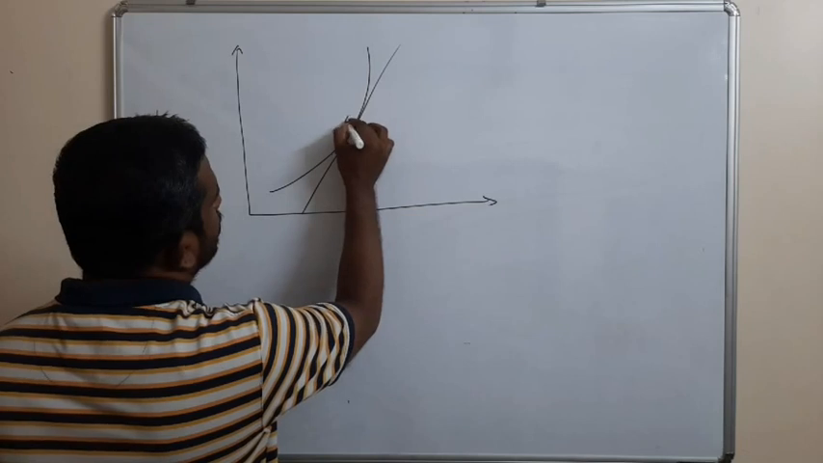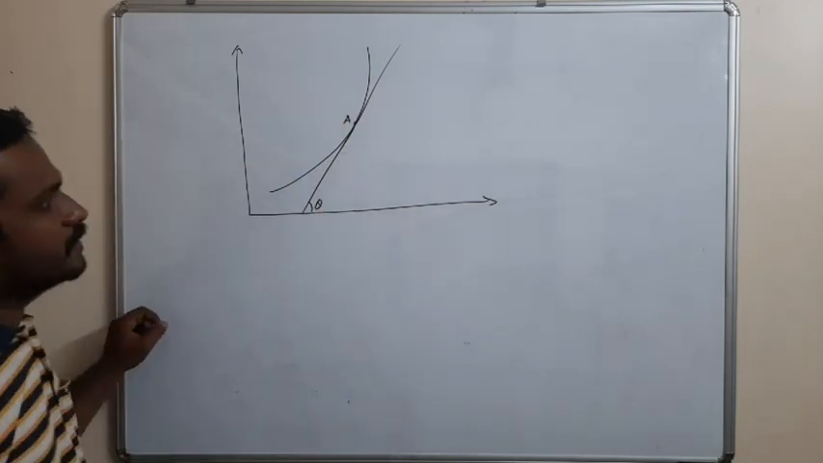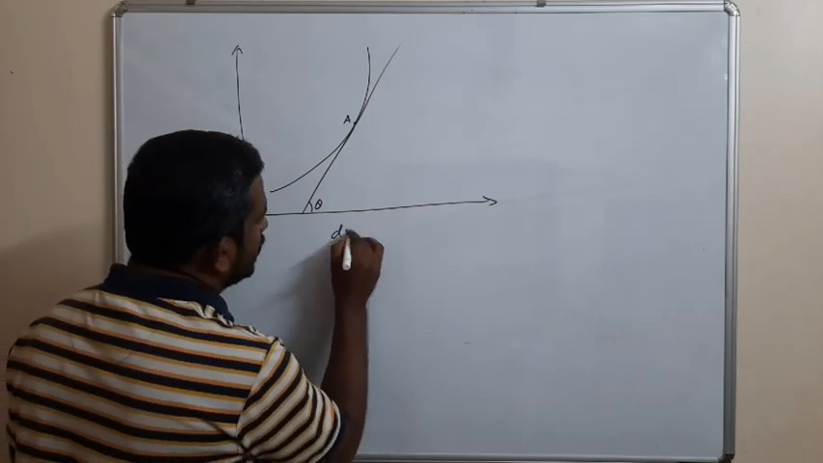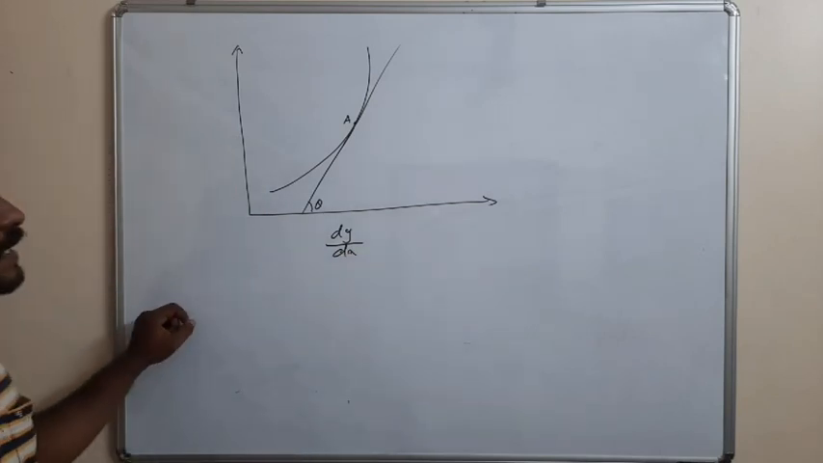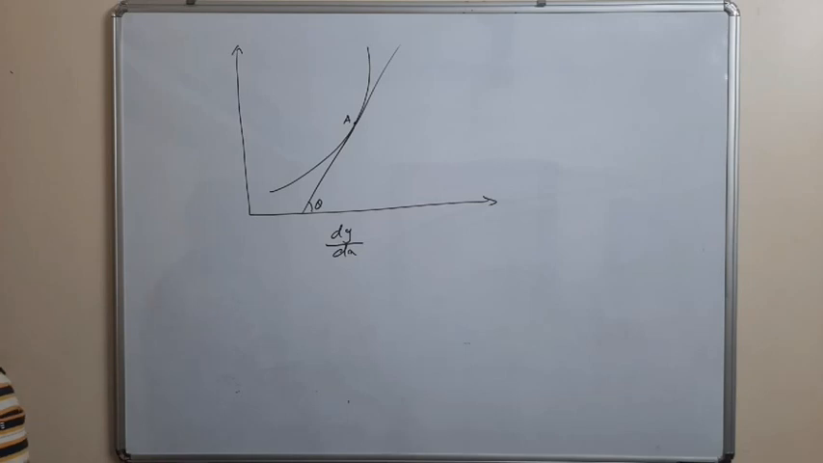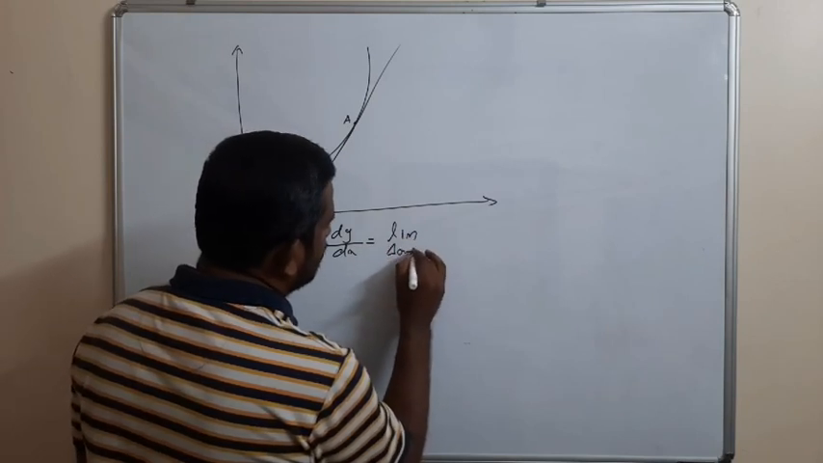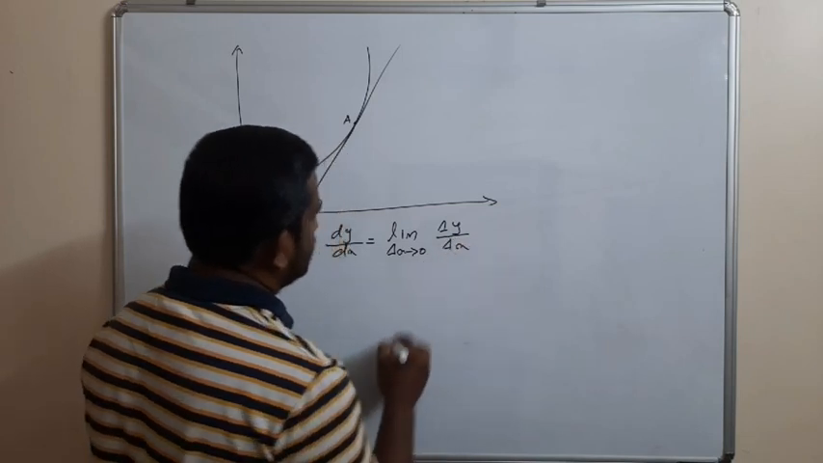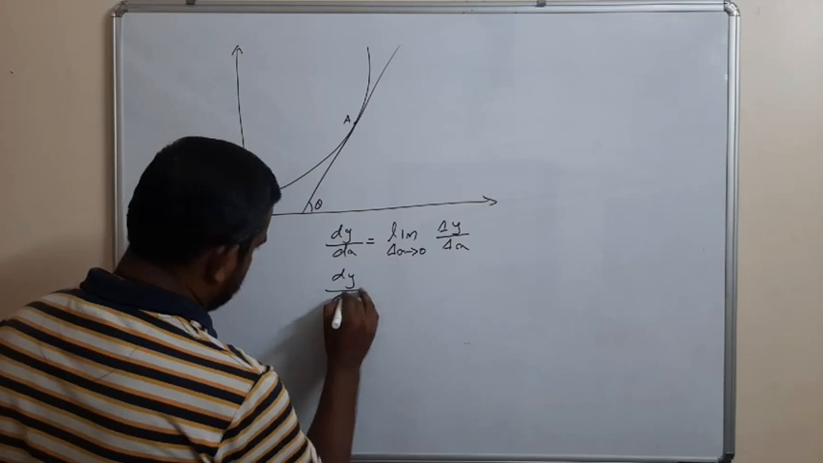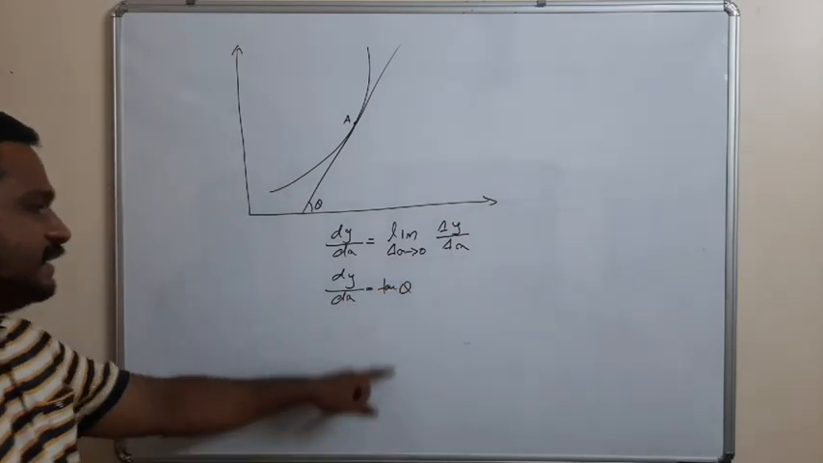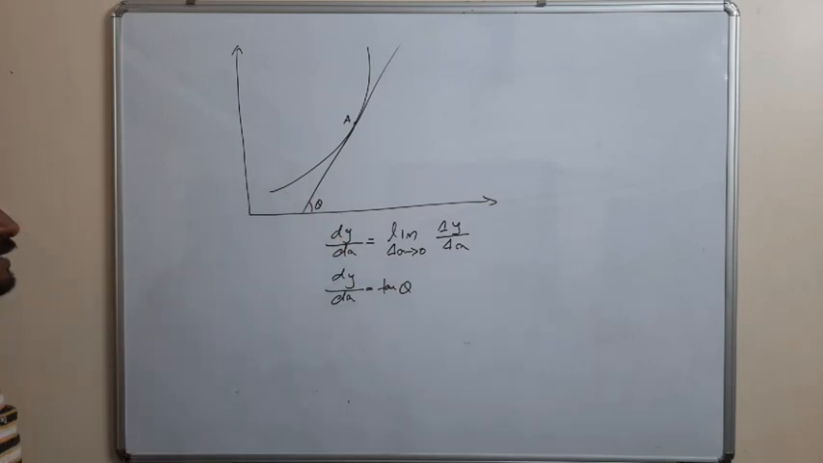So this is the point A, and theta. Now at this moment dy by dx is the instantaneous rate of change at the point A. So what is the formula? Limit delta x tends to 0 of delta y by delta x, which is equal to tan theta. So tan theta is the slope of the tangent. That is very important. Next we are going to see positive slope and negative slope of a tangent.